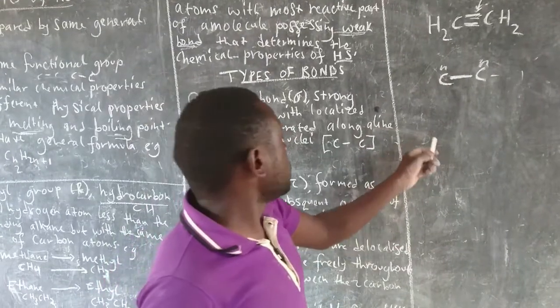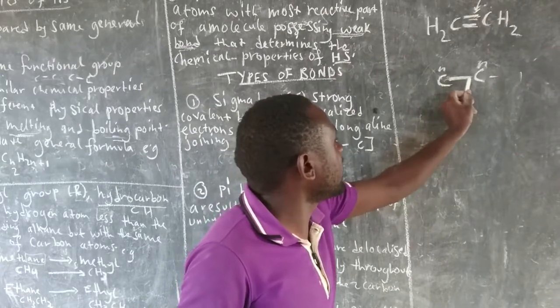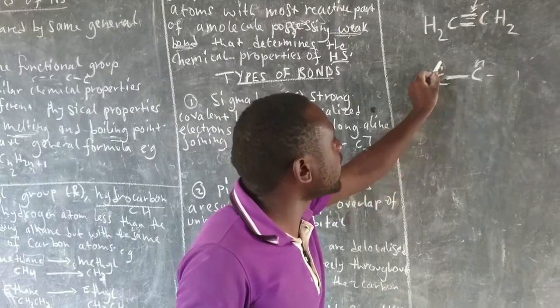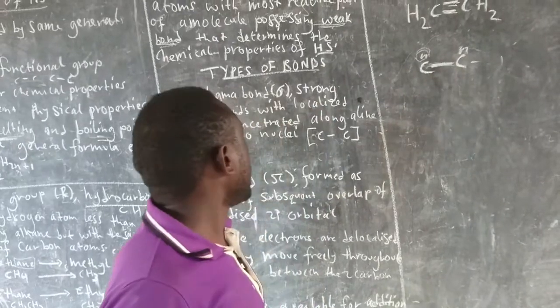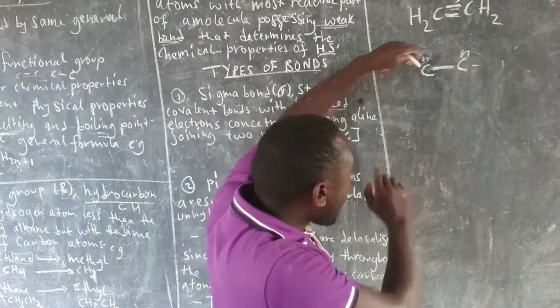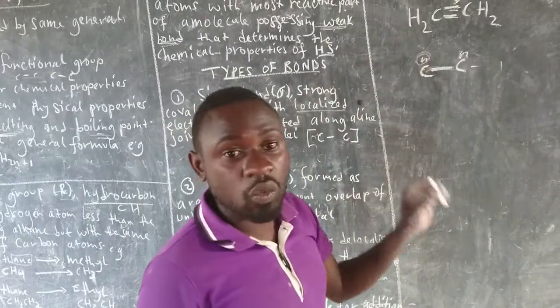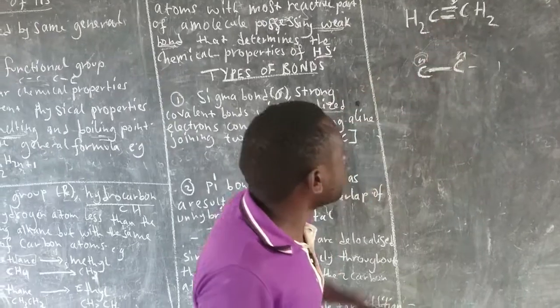So this means that the electrons are concentrated along that line, making this carbon joined onto this one. And they are localized, meaning they are permitted to move only from this carbon atom to the other carbon atom.